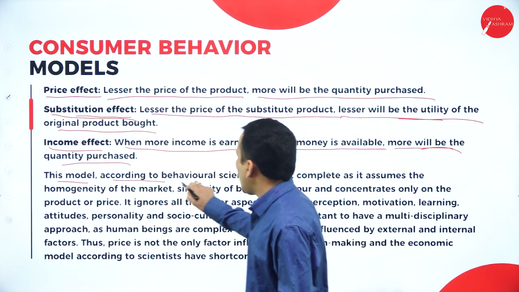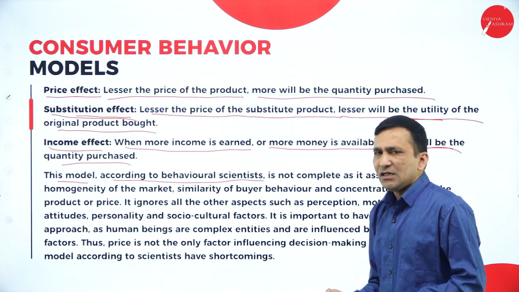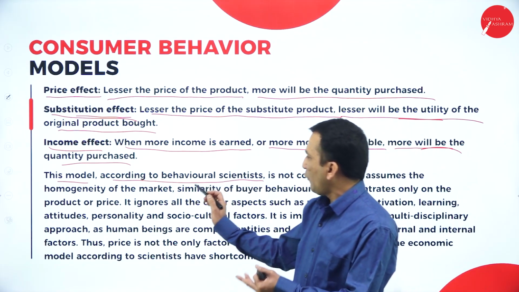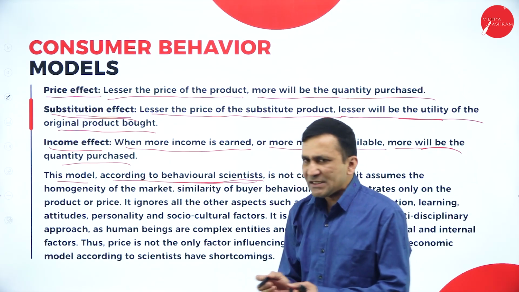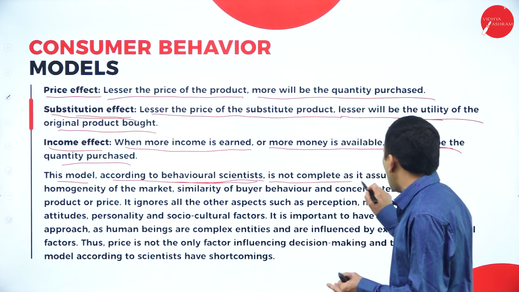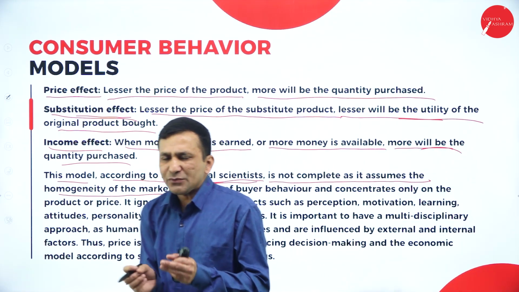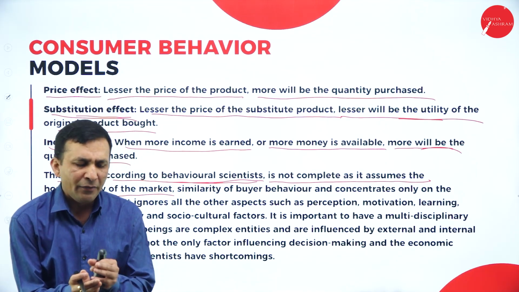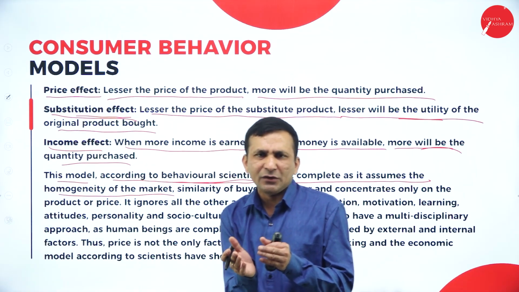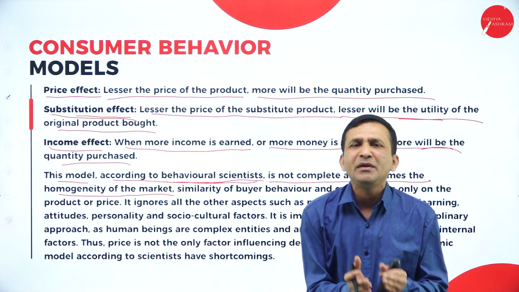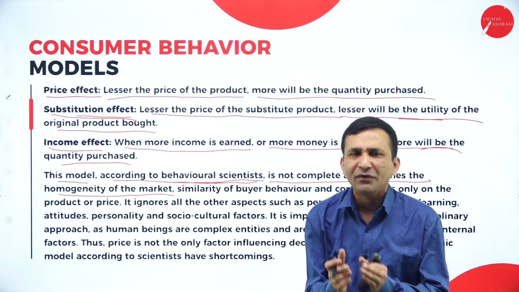So this model, according to behavioral scientists, is mainly the focus of behavioral scientists, okay. So it is not complete to assume the homogeneity of the market, because we are not able to depend on it, because in a homogeneous product we identify similar products offered by different companies.